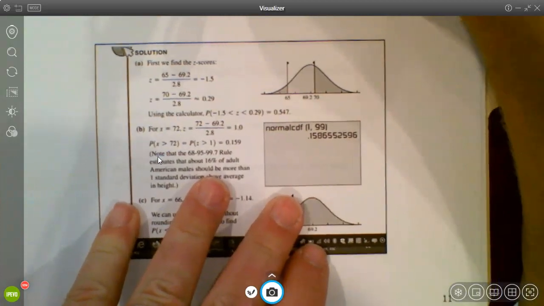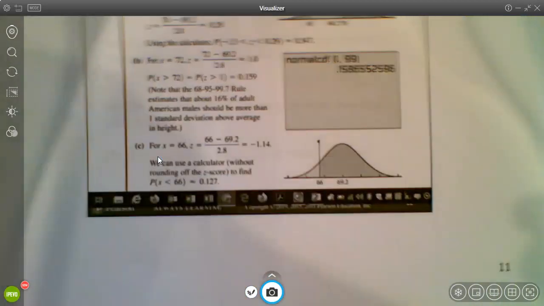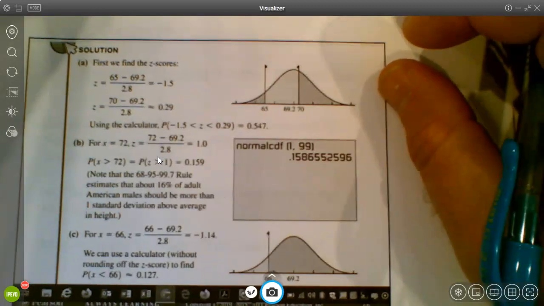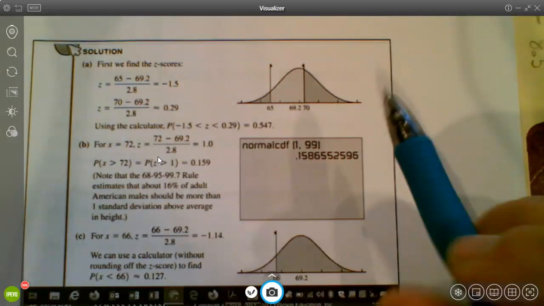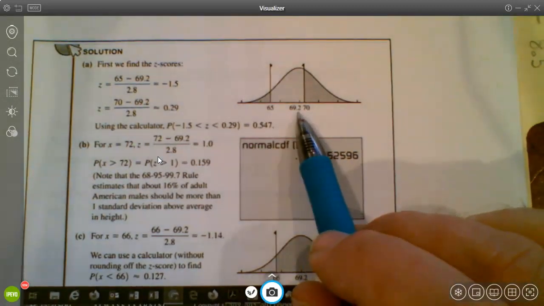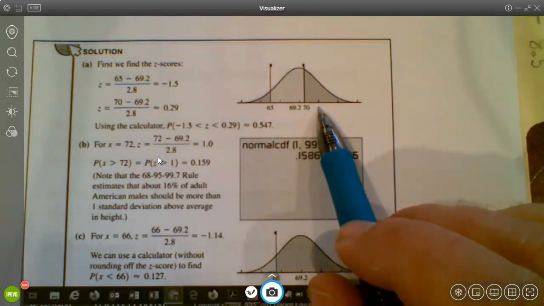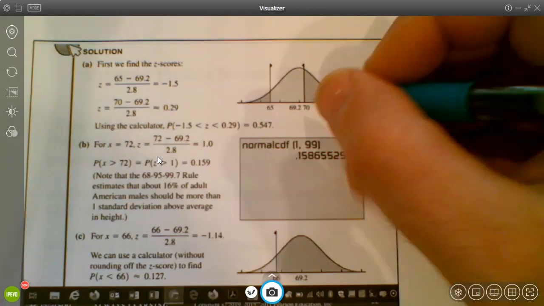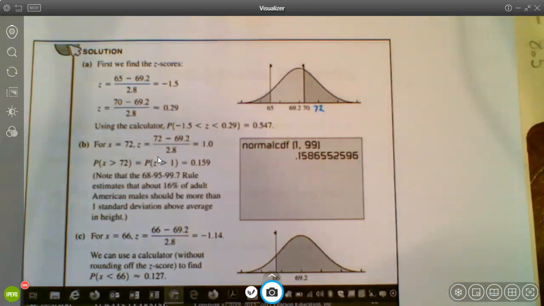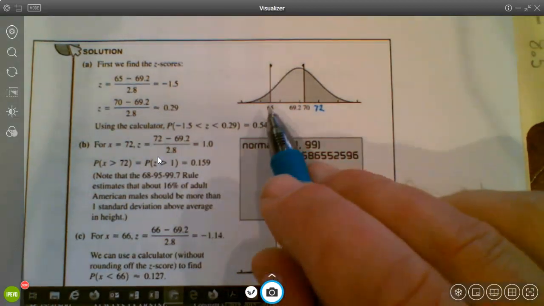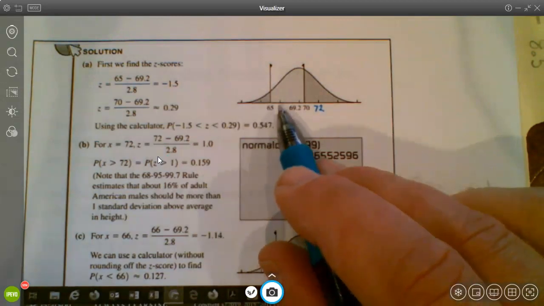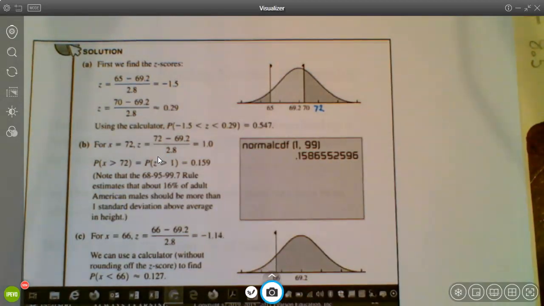So here's that same information. Trying to get a little closer for you. Again, you can see we put 69.2 in the middle. We have one standard deviation, or sorry, 72 was one standard deviation to the right. So this would have been our 72 right there. But you'll notice the numbers they're using are not landing on standard deviations. They're in between the numbers.